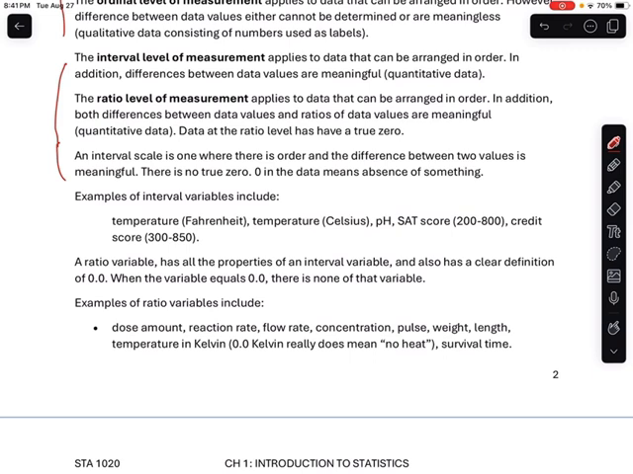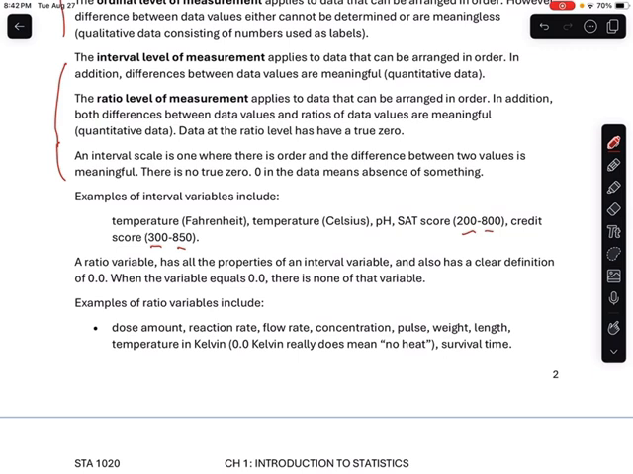Okay, let's see examples of interval level variable: temperature in Fahrenheit or in centigrade. The pH value, I hope you guys know what a pH value is. This is the acidic value of water or any liquid. SAT score, which is usually given as a range, 200 to 800. Credit score, this could be a number between this. So these live in an interval, so that's why it's called interval level.